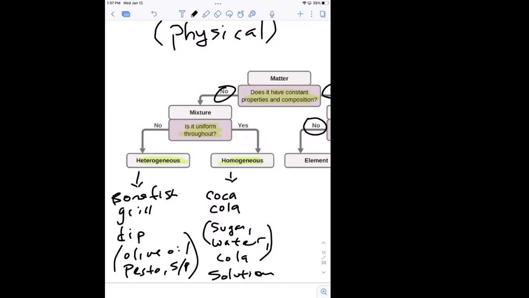And depending on, let's say, for instance, we had a mixture of sand and rocks, right? If I take a scoop out of one side of a bucket, there may be 10 rocks in that scoop. Or I take a scoop out of another side, that may be 20. That's what it means by being uniform throughout. If it's non-uniform, then that means it's heterogeneous. If it's uniform, that means it's homogeneous.